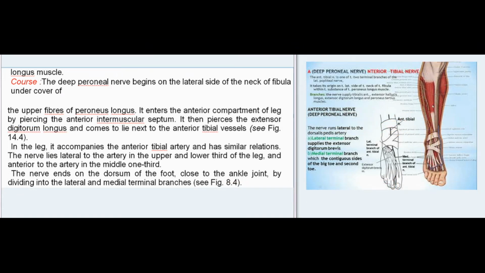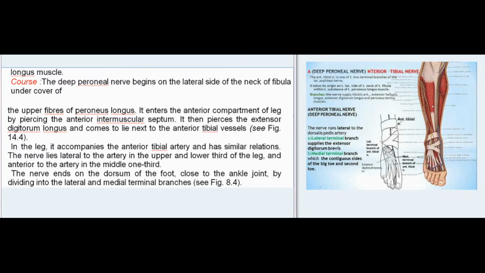Course: the deep peroneal nerve begins on the lateral side of the neck of the fibula under cover of the upper fibers of peroneus longus. It enters the anterior compartment of the leg by piercing the anterior intermuscular septum. It then pierces the extensor digitorum longus and comes to lie next to the anterior tibial vessels, see Fig 14.4. In the leg, it accompanies the anterior tibial artery and has similar relations. The nerve lies lateral to the artery in the upper and lower third of the leg, and anterior to the artery in the middle third.